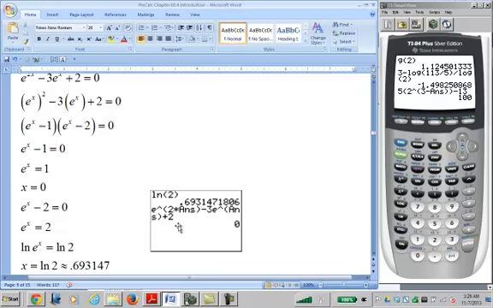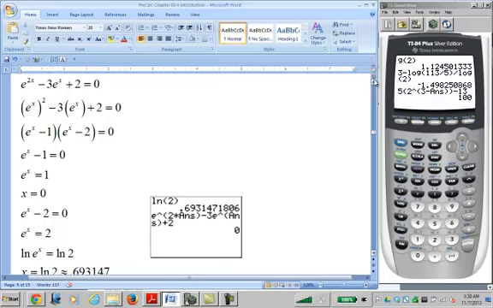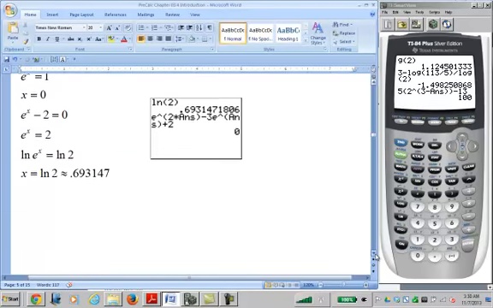And then here's where I check it. So I take ln of 2 and plug it into the original equation up at the top here.